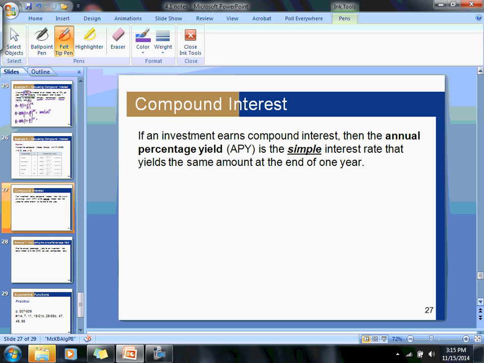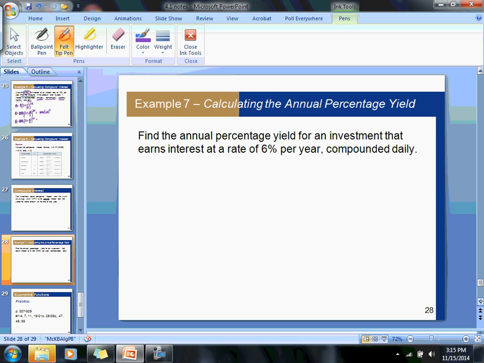Okay, now aside from compound interest, there's also simple interest. Okay, and the annual percentage yield is what they're referring to as the simple interest. Okay, so that's the rate that yields the same amount at the end of 1 year. Okay, so your book, when they're talking about using simple interest, they'll refer to it as the annual percentage yield. So if you see that in your homework, this is what they're going to be referring to.